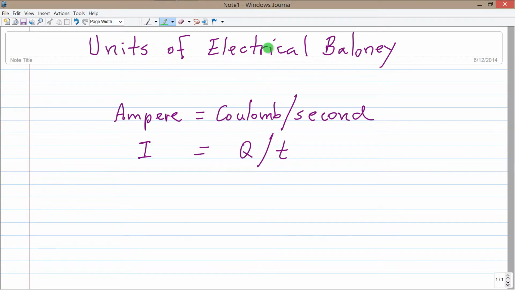Units of electrical baloney. Do you ever fool around with units? Maybe your physics teachers, particularly in physics, they seem to like to do this, and it can get kind of esoteric and in some cases downright ridiculous. I would just like to show you a little example here, something I just thought of.